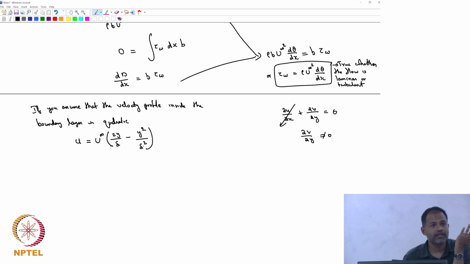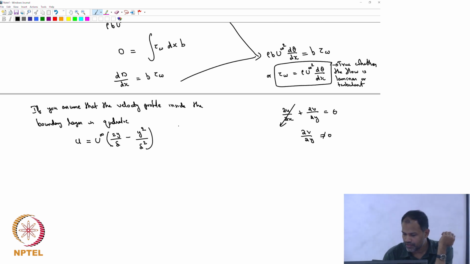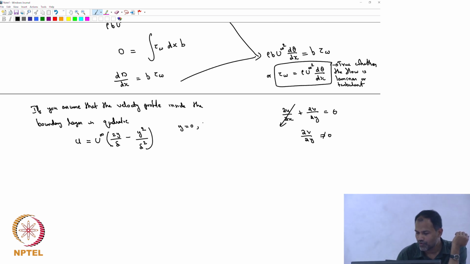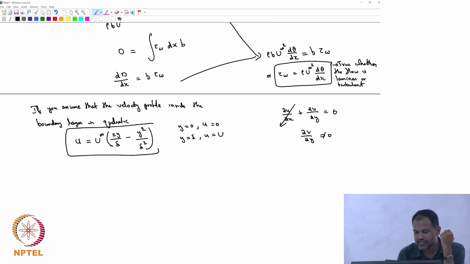This is because in pipe flow we know that it is quadratic, so that's one of the reasons. If you look at y equal to 0, what is u? U is 0. If you look at y equal to delta, what is u? U infinity. So this profile satisfies the no slip condition on the solid plate. It could have gone linearly, it could have gone quadratically and so on.